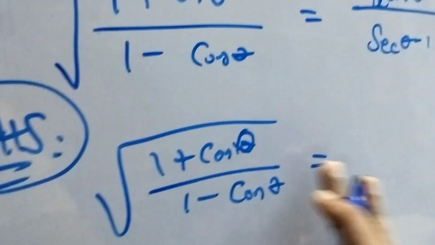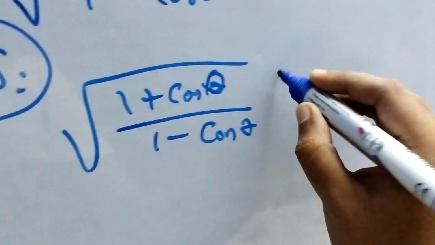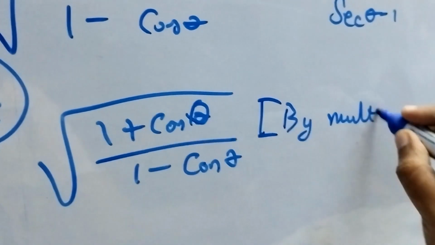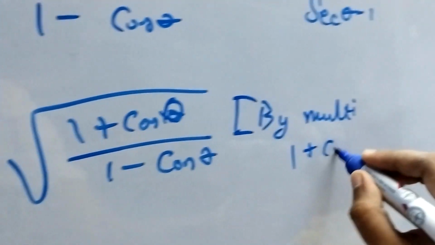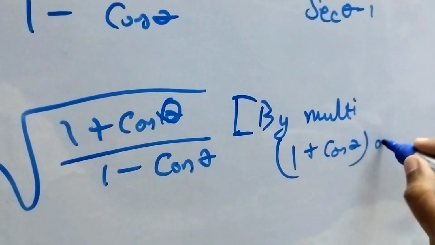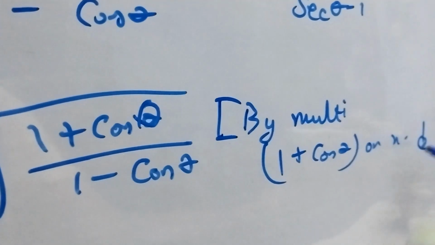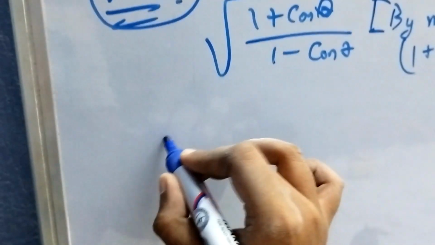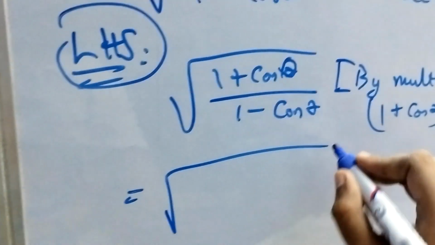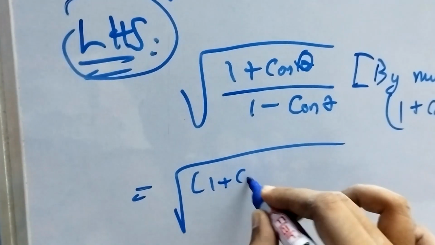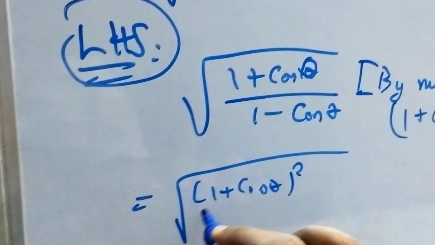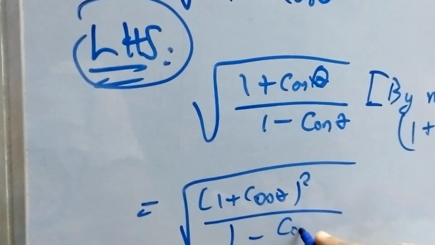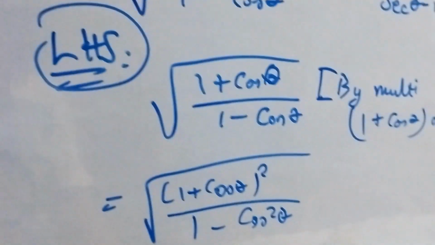So again I am applying componendo dividendo, or simply multiplying 1 plus cos theta on both numerator and denominator. Write it fully, right? In exams, don't write like this. Well, and then we'll just be doing the thing. This becomes square, and this becomes simply 1 minus cos square theta, just like the prior one, right?